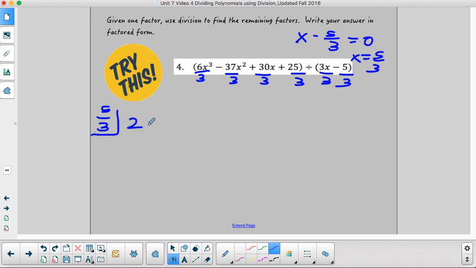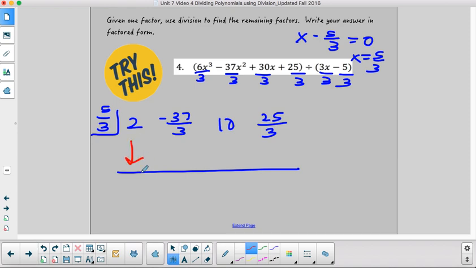6 divided by 3 is 2. Negative 37 over 3 is not nice, so negative 37 over 3, excuse me. 30 divided by 3 is 10. 25 over 3, we're going to leave as a fraction. So I go ahead, I bring down 2. 5 times 2 is 10 over 3, so I have 10 over 3. Negative 37 plus 10 is negative 27. Negative 27 divided by 3 is negative 9.